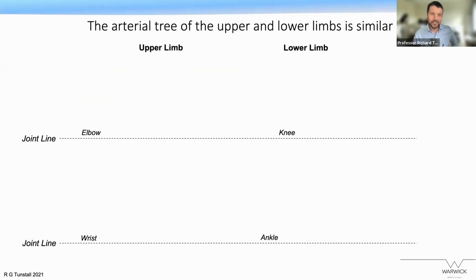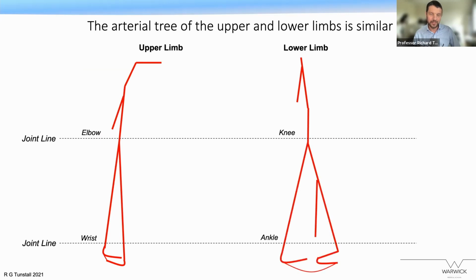Now, I won't dwell on this image, but this shows you the arterial tree of the upper and lower limbs and how they are incredibly similar. Just look how similar these are. You might not think so, but you can see a single vessel comes in, gives off a branch, pops over a joint, splits into 2. The lower limb vessels do the same. And then once they get down below the ankle or the wrist, the vessels curl around and join each other.